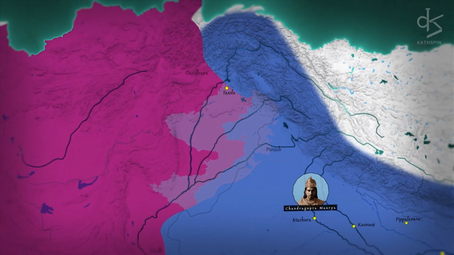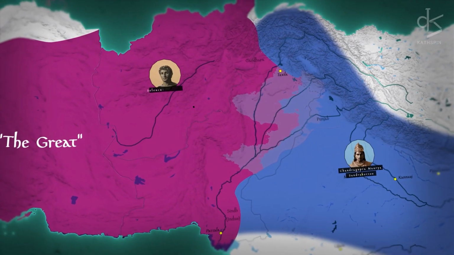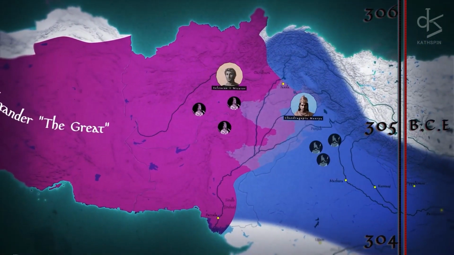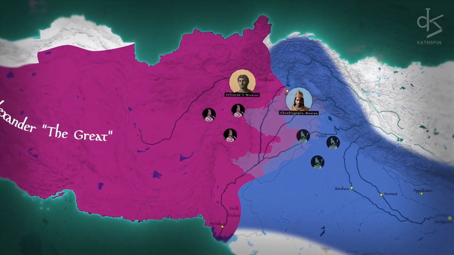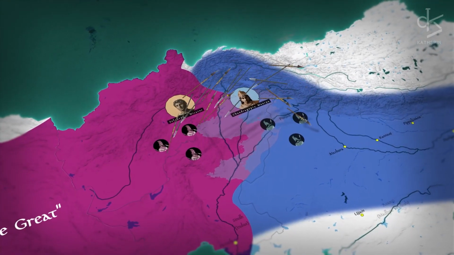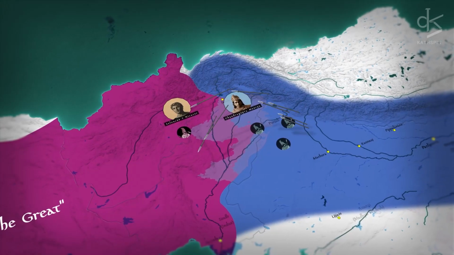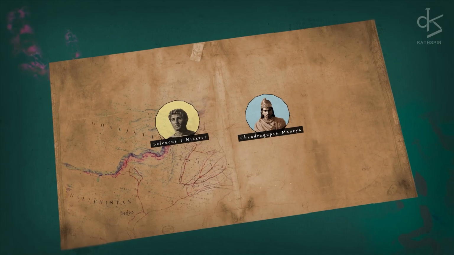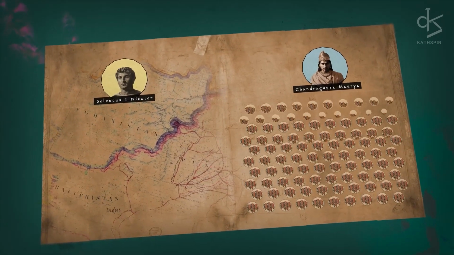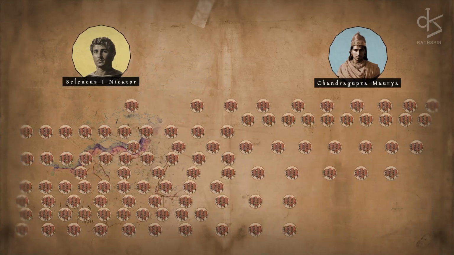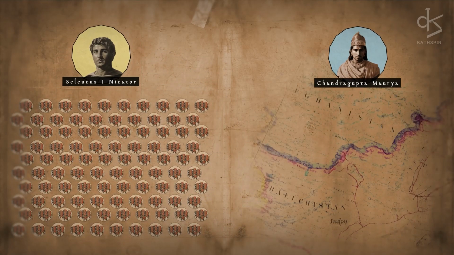After strengthening his power in the Punjab, he turned his attention to the east. In 305 BCE, he defeated Seleucus Nicator, a Macedonian general, in the Battle of the Hydaspes. After the battle, Seleucus Nicator agreed to a peace treaty with Chandragupta Maurya. In the treaty, Seleucus Nicator agreed to surrender the Indus Valley and the western part of Afghanistan to Chandragupta Maurya. In return, Chandragupta agreed to provide Seleucus Nicator with an annual tribute of 500 war elephants.